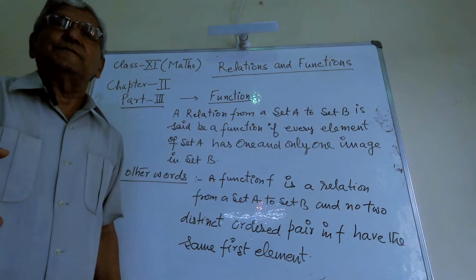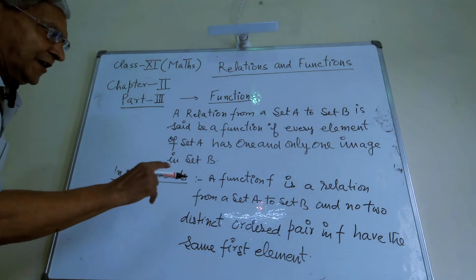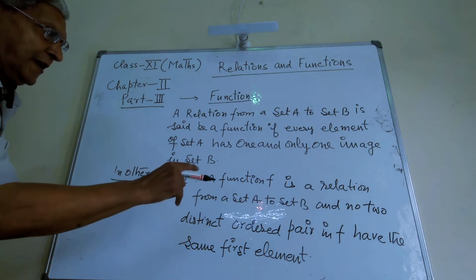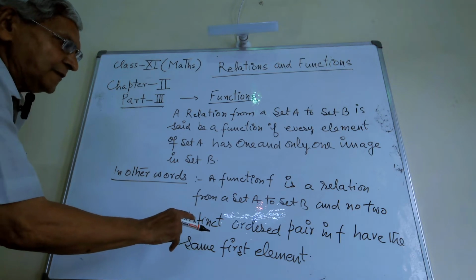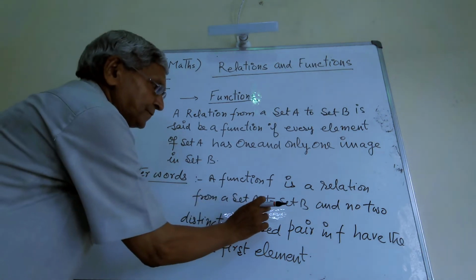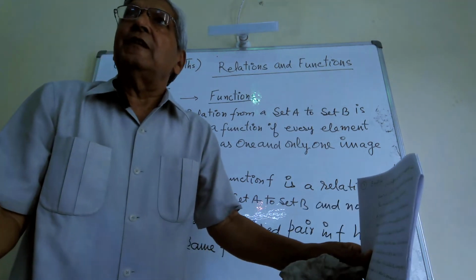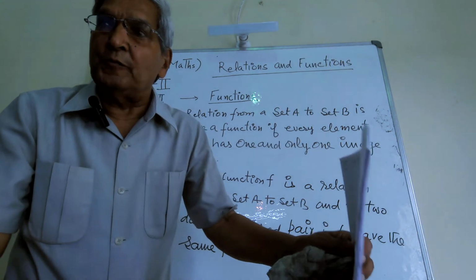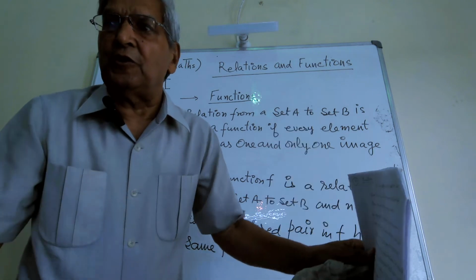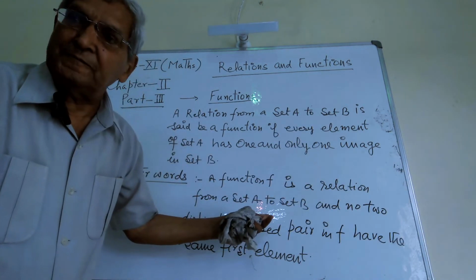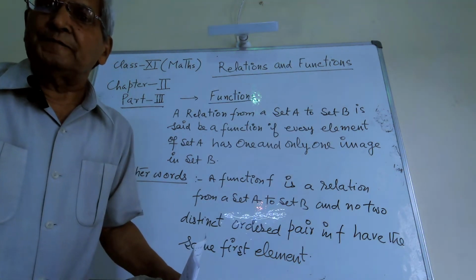This is the condition. So, in other words, a function f is a relation from set A to B, and no two distinct ordered pairs in f have the same first element. It means, according to this, if you have a function and find the domain of that function, there should be no repetition in the domain. No element should be repeated in the domain.